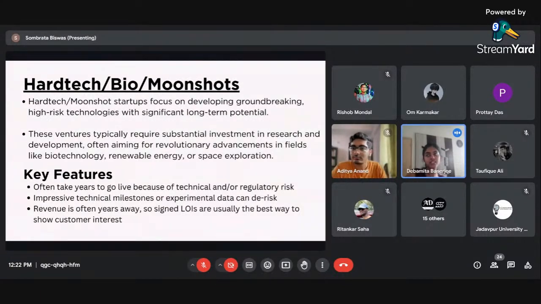Y Combinator at least used to be a very big fan of moonshots. These days, I don't know, they seem to only care about AI. But a lot of VCs would fund you. Khosla Ventures, we were talking about Khosla some time ago, right? He only funds deep tech. He's very bullish on deep tech. So it might seem that way, but it's not that way.